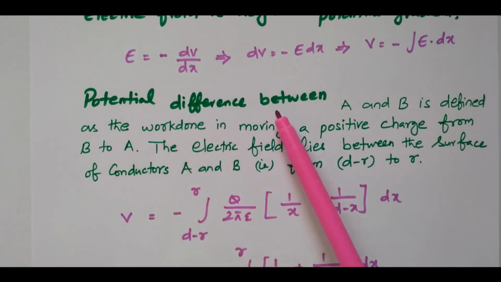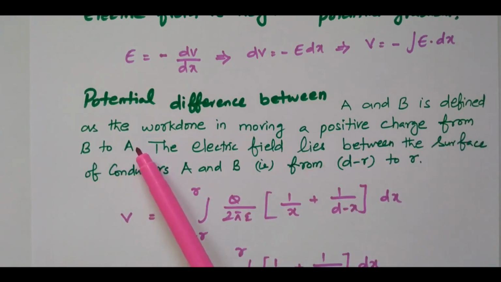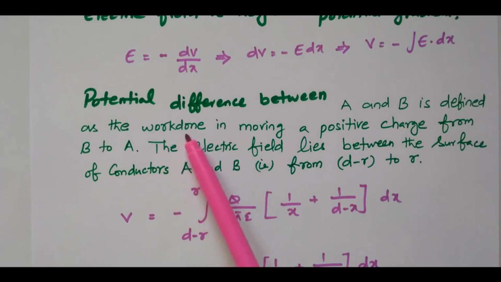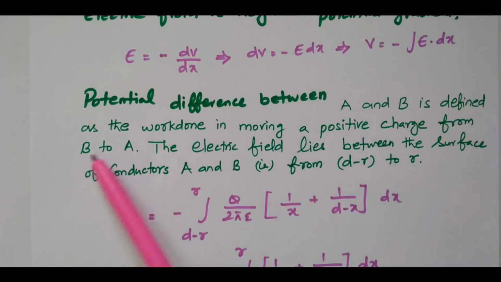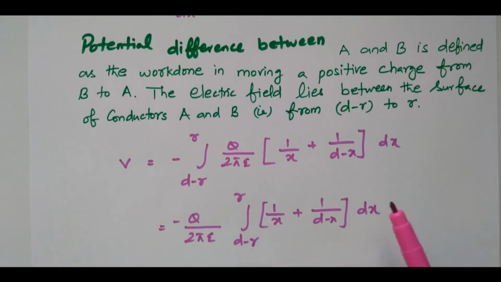The potential difference between A and B is defined as the work done in moving a positive charge from B to A, right? So the potential difference is nothing but work done, moving a positive charge from B to A. The electric field lies between the surface of conductor A and B, that is from d minus r to r. The distance between the conductors, d minus r, and the radius of the conductor r will decide the limit for this integration. So we are using the limit d minus r to r. So V equals minus, substituting the limit d minus r to r, q divided by 2 pi epsilon times (1 by x plus 1 by d minus x) dx.